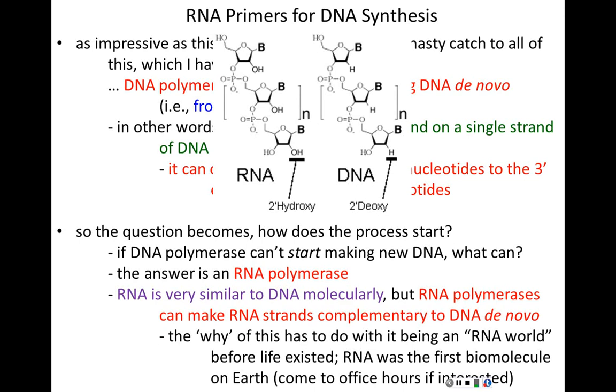So we see a lot of artifacts and relics of this in life, even now it exists on this planet, where RNA can do things that DNA still can't, and this is our first example in this course, where RNA-making enzymes can just make RNA from scratch, whereas DNA-making enzymes can't.